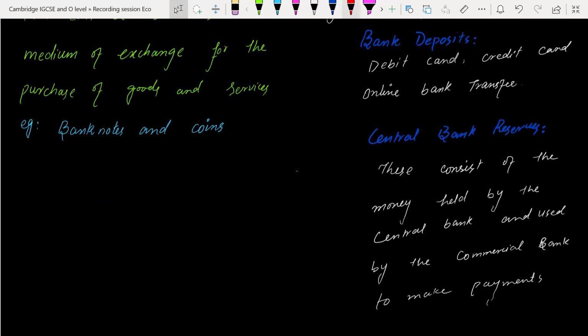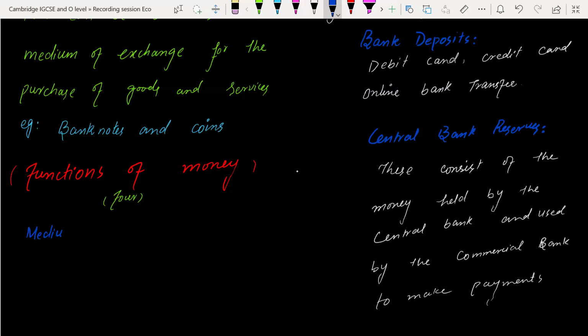Next, functions of money. On which different transactions do we use our money? Functions means where the money can be used, what kind of tasks can be performed by money. So there will be four functions we will write down here. First of all, it will be a medium of exchange.